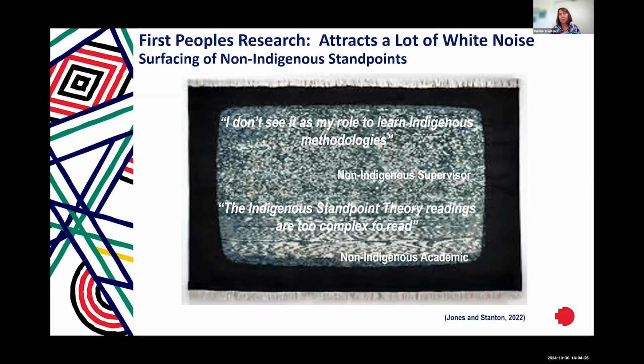During this presentation, two comments came up about Indigenous methodologies and Indigenous standpoint theory. One non-Indigenous supervisor said, well, I don't see it as my role to learn Indigenous methodologies. Another non-Indigenous academic who was hoping to become a supervisor said, oh, the Indigenous standpoint theory reading, it's so hard, so complex to read. Now, I didn't actually agree with those comments, but I did understand the concern of a non-Indigenous researcher getting involved with Indigenous standpoint theory, and I was a little bit worried about doing the wrong thing. We've stolen so much. Is this another cultural appropriation?